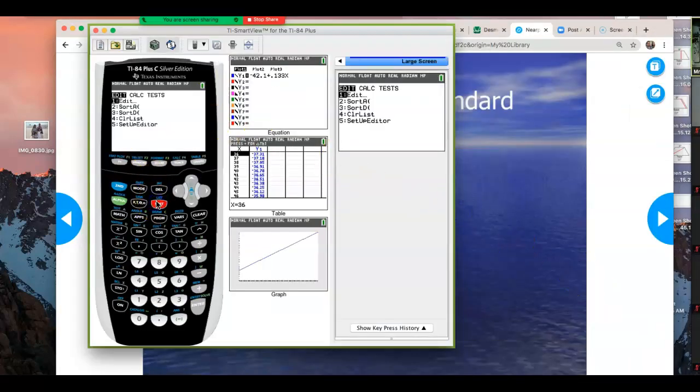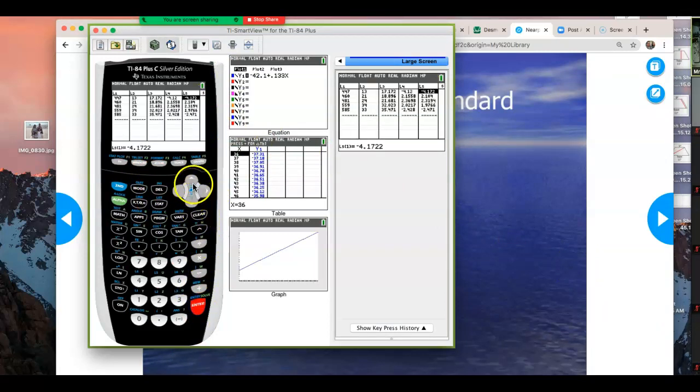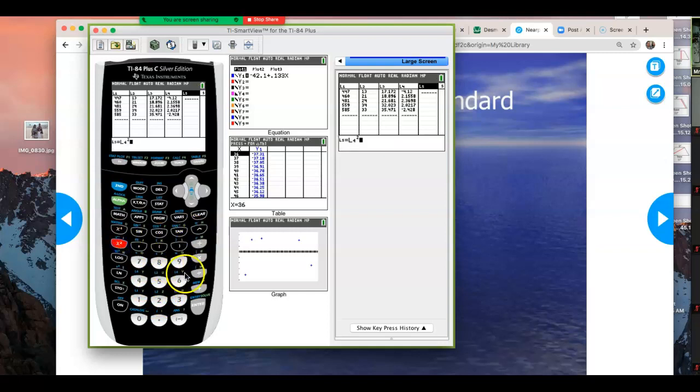So it said to square the residuals. Remember, I have my residuals in list 4. I'm going to square those numbers in list 5, square the residuals, and then add them all up. So list 5 is equal to list 4 squared.